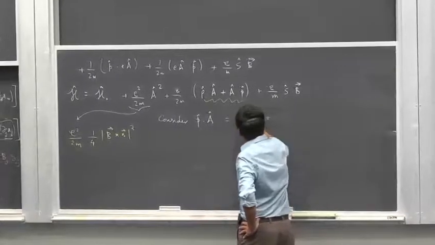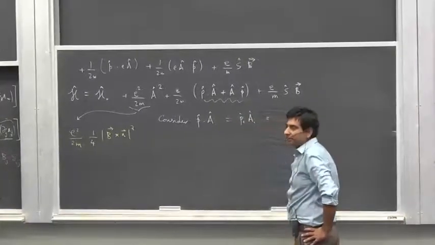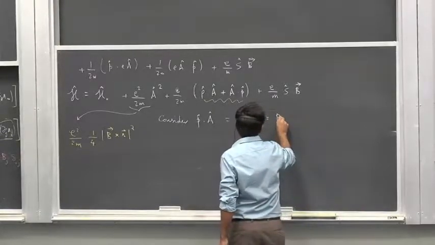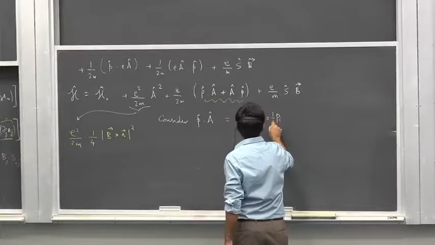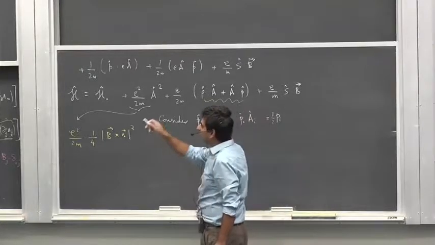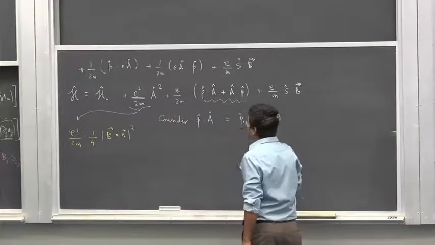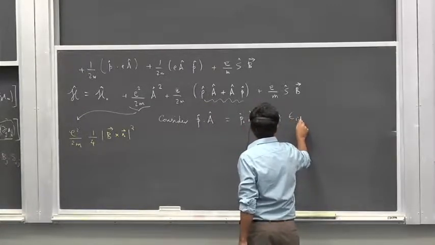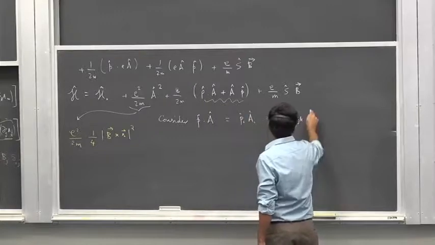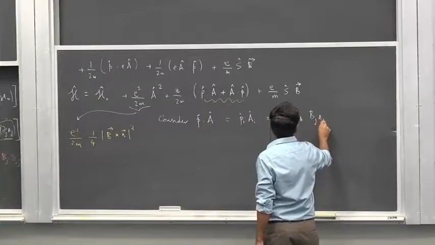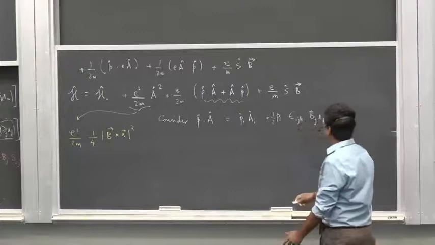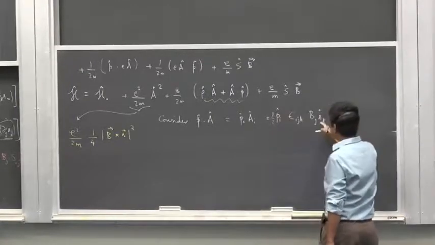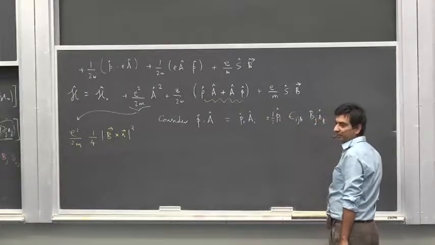These are operators all the time. Now, p·A: what is A? A is half B crossed with r. So the i-th term is equal to epsilon_ijk B_j r_k. This is p·A. Now I'm still preserving the order of these operators. This is the position operator, this is the momentum operator.